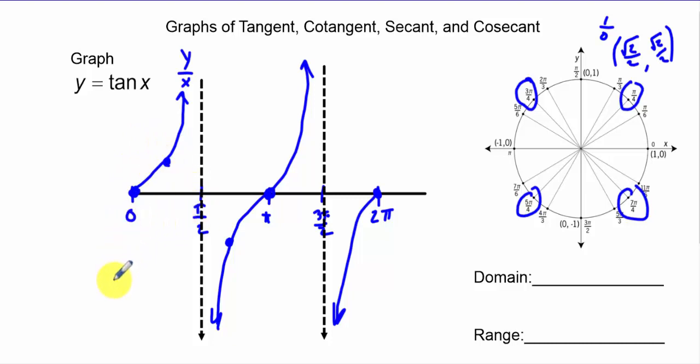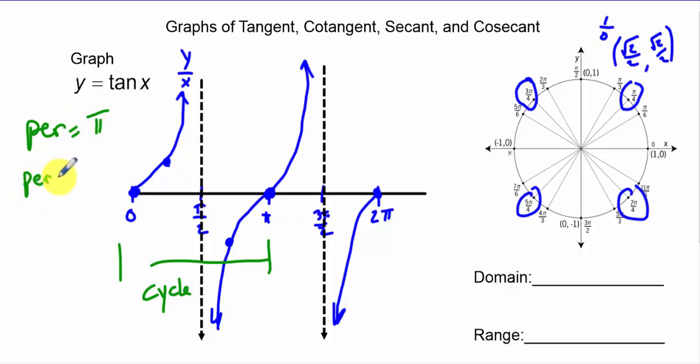So my period, here's, in theory, a cycle of the graph, and my period is equal to pi. So then I have some calculations involving k of period equals pi over k instead of 2 pi over k, or 180 over k.